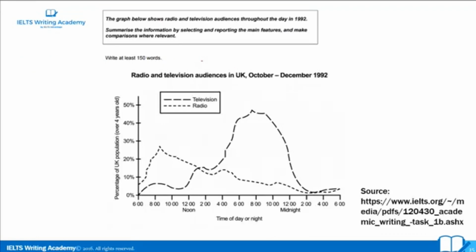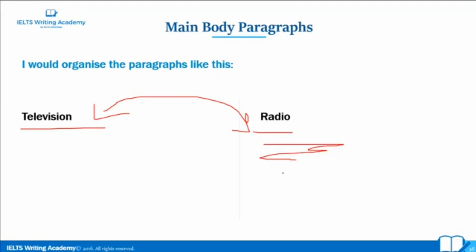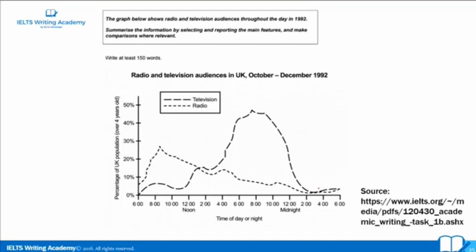Very, very obvious. The reason I showed you this one is that just because you're going to organize them like this doesn't mean there isn't going to be some crossover. Probably in this paragraph is when you're going to make your comparisons. So you're going to be mentioning television in this paragraph, and then moving into radio. But in the radio one, you're going to be making your comparison. So it's not strictly just television and just radio, because the purpose of this graph is really to be making comparisons.